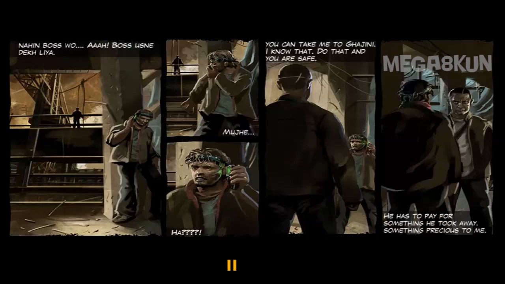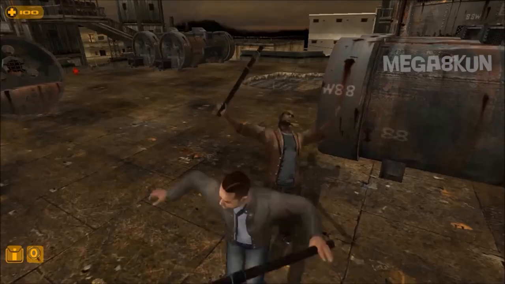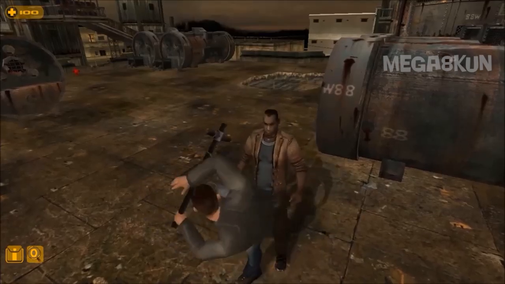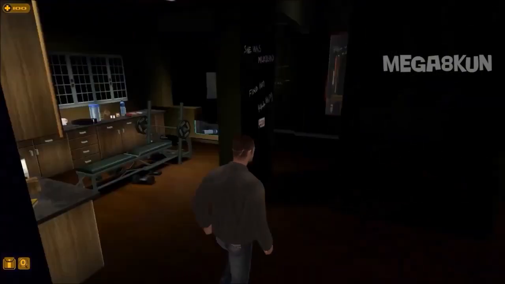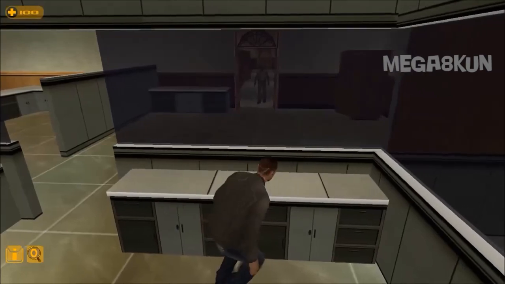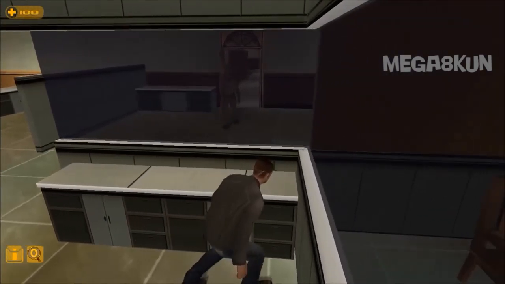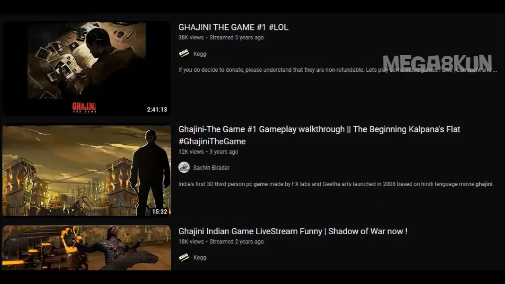The main plot of the game is as in the movie where the hero searches for the main villain Ghajini throughout the game, and then finally encounters him in the final boss level. Our video recording software didn't work properly so we had to use other people's gameplay footage. We give them credit and you can check out their videos later if you want.